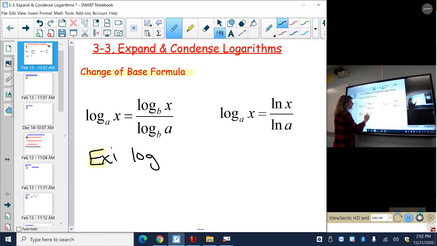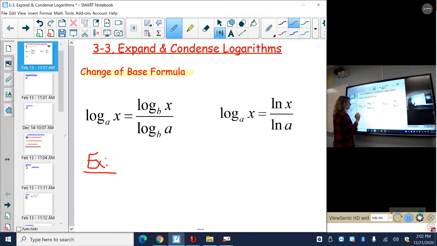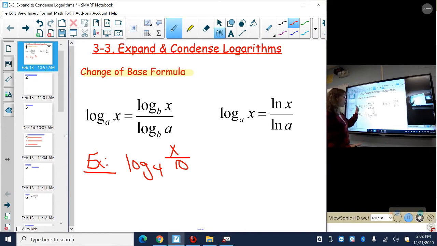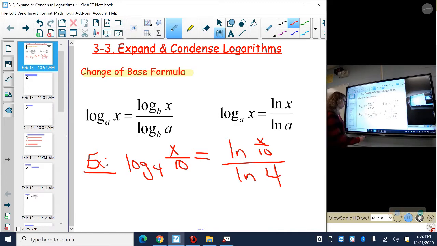I give you log base 4 of, let's say, x over 10. Okay, x over 10 is just going to be your x. Okay, it's okay for it to be ugly like that. So this is going to be the natural log of x over 10 over the natural log of 4. That's how you would calculate it.